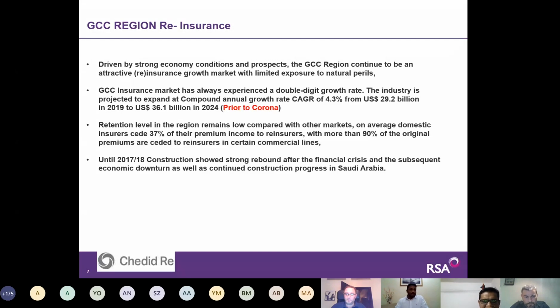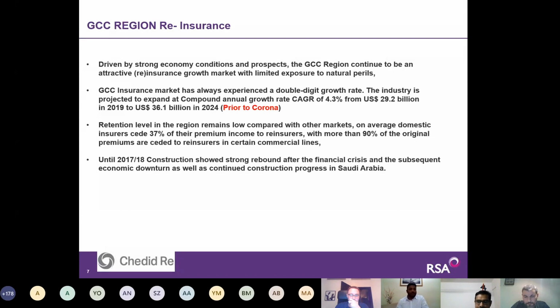So the GCC insurance market has always experienced a double-digit growth rate. The industry is projected to expand at a compound annual growth rate of 4.3%, from US$29.2 billion in 2019 to US$36.1 billion in 2024. This is a prediction that, as we discussed in the GDP slide of the 2020 forecast, was made prior to the corona.